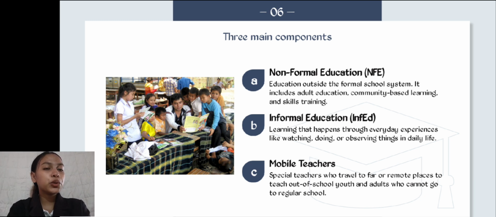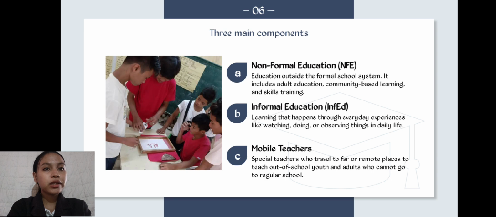So let's proceed to the second component of the ALS, which is the informal education, or INFED. Learning that happens through everyday experiences like watching, doing, or observing things in life. So this is the learning that happens in daily life. It's not planned or done in a classroom. For example, learning not to touch a hot pot is a form of informal education. It comes from experiences and observation.